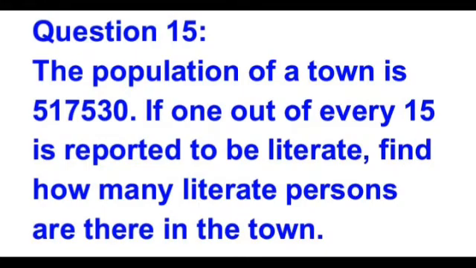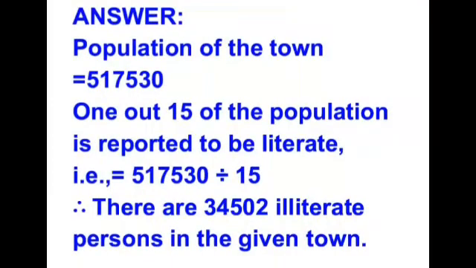The population of a town is 5,17,530. If one out of every 15 is reported to be literate, find how many literate persons are there in the town. Population of town is given. 1 out of 15 of the population is reported to be literate. So we have to divide both the numbers. So the answer will be 34,502 literate persons in the given town.